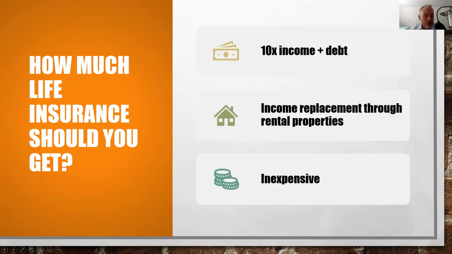How much life insurance should you get really comes down to analyzing these three perspectives. And I think the 10 times income plus debt is probably the quickest way to come to a number. And then when you get into the replacement of rental properties, we can analyze that further. And then the third one is obviously that sometimes life insurance is just super cheap.